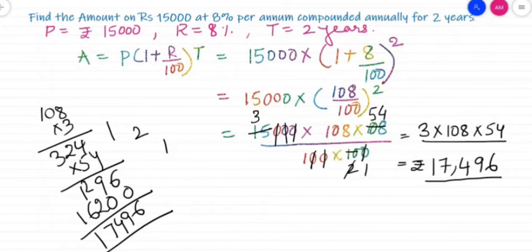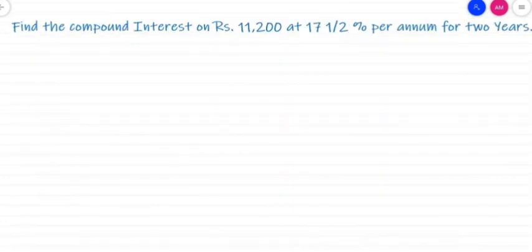17,400 is the amount which the money lender will have to return for rupees 15,000 at 8%. So here we can write: find the amount. So the amount on rupees 15,000 at 8% per annum compounded annually for 2 years is rupees 17,400. Come on dear children, let us see what is the next question.